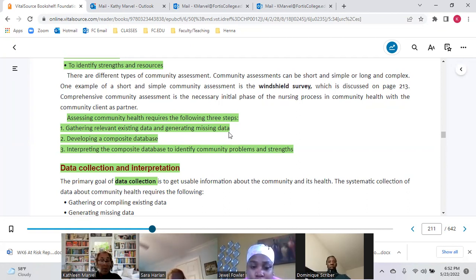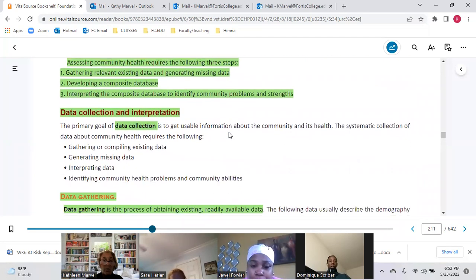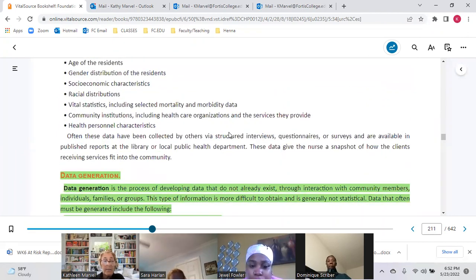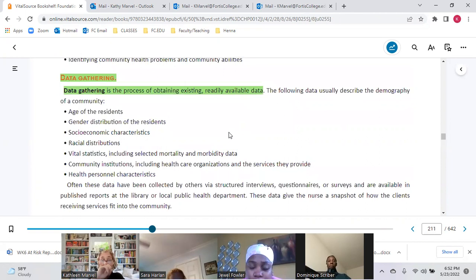Data collection. Are we generating data? Do we need the data? Or do we already have the data? Okay, so that's in our data collection. So it's right here, data gathering and data generation. So if we're gathering data, this is the process of obtaining existing readily available data. So we may be able to get that from the Census Bureau, where it's the age, what's the gender, what's the racial distribution, what are the vital statistics. Okay, so we're gathering data that already exists.